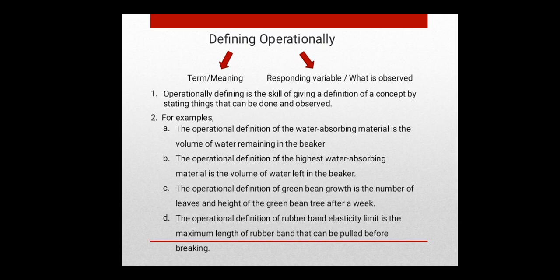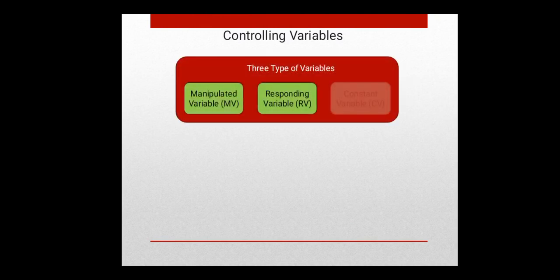Okay, maybe this skill is a bit confusing. It's okay. You are just standard 4, as before this, using space and time relationship. But when you are in standard 6, you will get more understanding about this. Okay, don't worry. The most important thing is the skill of controlling variables. In every experiment, we need to know these 3 types of variables. Okay, we have the manipulated, the responding, and the constant.